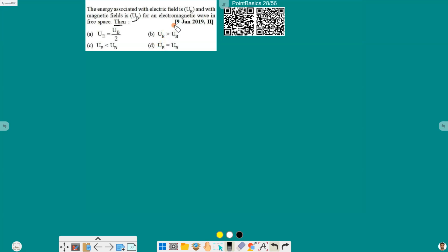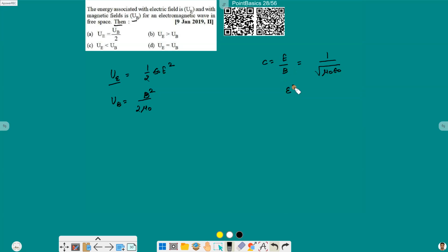Now we know that UE, that is energy per unit volume, in terms of electric field is half epsilon naught E square, and in terms of magnetic field it is B square by twice of mu naught, and this is total energy per unit volume. Now we have a relation that for an electromagnetic wave C is equal to E by B, and that C is also equal to 1 by under root mu naught epsilon naught.